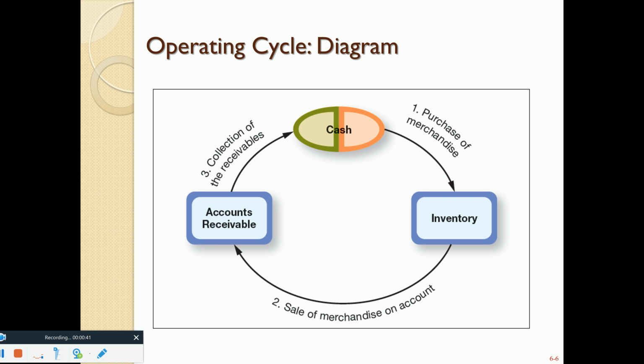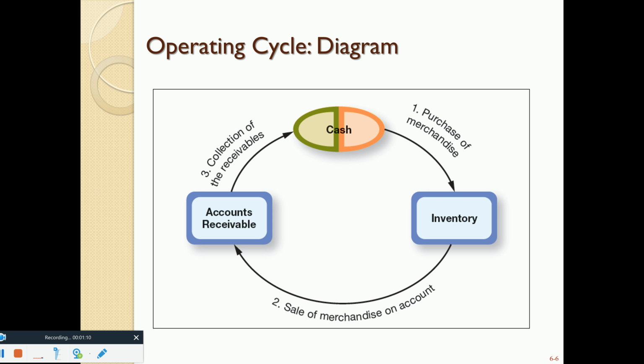Merchandise, another word for merchandise, which is more common in the accounting world, is inventory. We buy that inventory, we put it on our shelves, and we sell it to our customers. If our customers don't pay for the merchandise right away, we would enter into an asset called an accounts receivable, as we've talked about in prior chapters. The accounts receivable ultimately would be collected and we convert it back to cash.